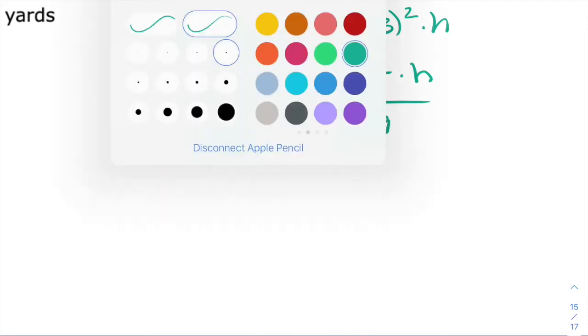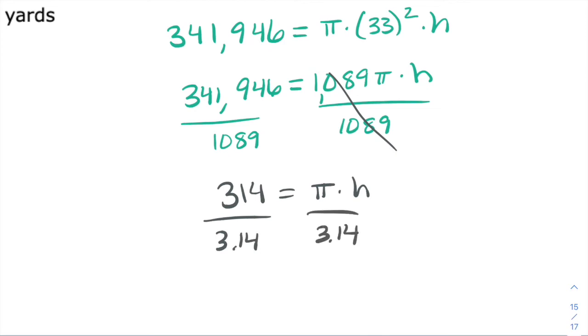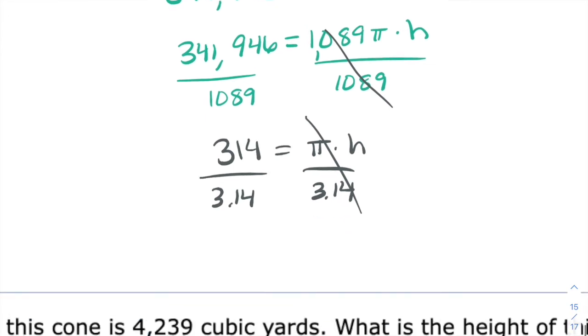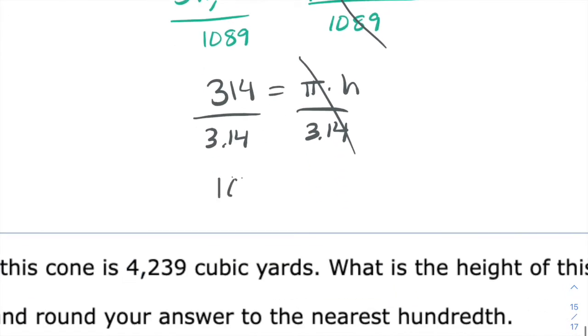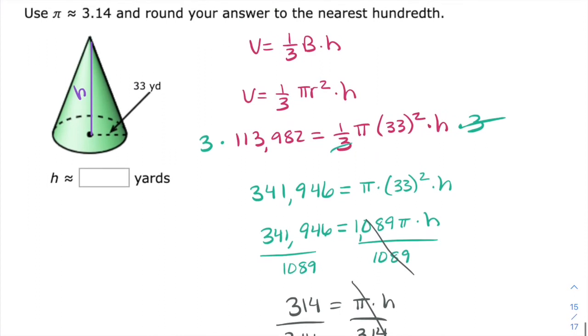And let's see, I didn't use that color. Okay, so I get 314 equals pi times h, and they use the number 3.14. And so 314 divided by 3.14 is 100. Whoops, that didn't work out. 100. So the height ends up actually being 100 yards.